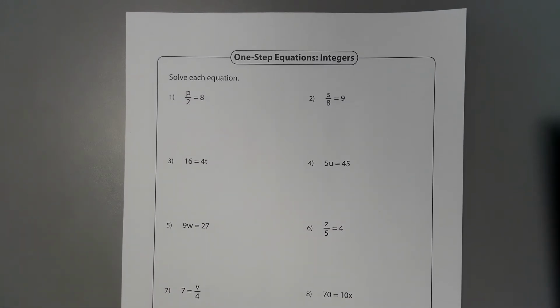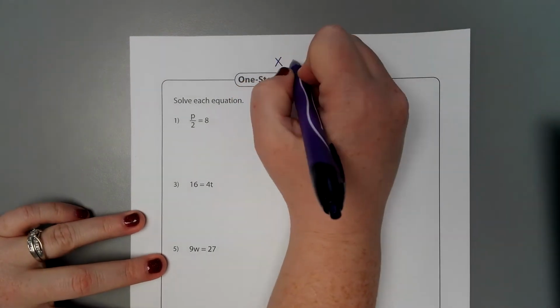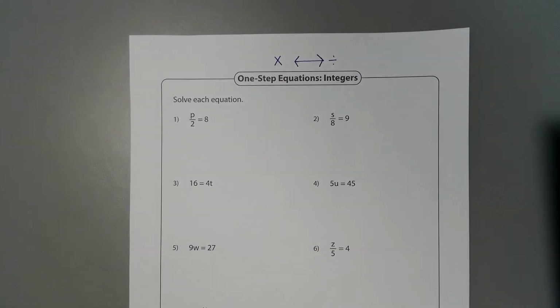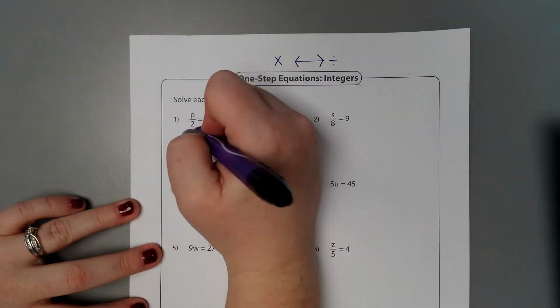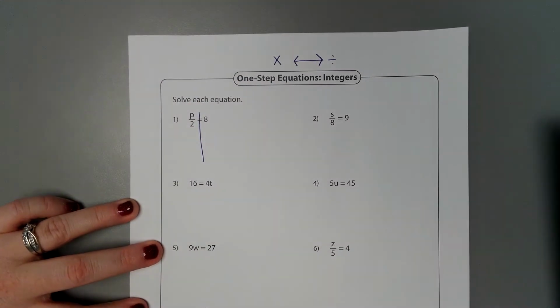Alrighty, we have multiplying and dividing. So that's all you do on this page. You're either going to multiply by the opposite or divide. One or the other. That's it. So again, I'm only going to do the top 4 with you. You'll do the bottom 6.